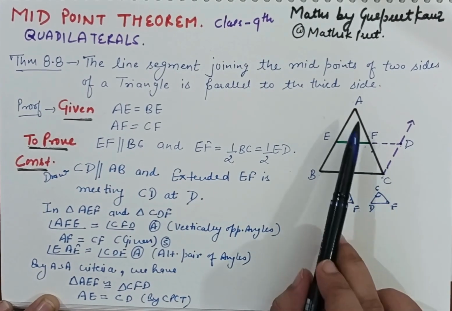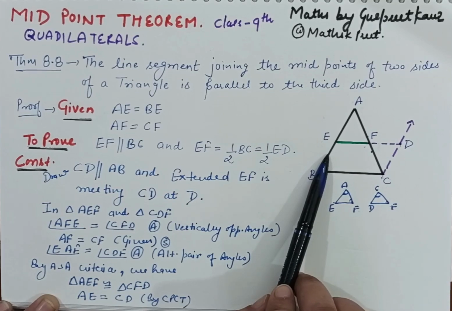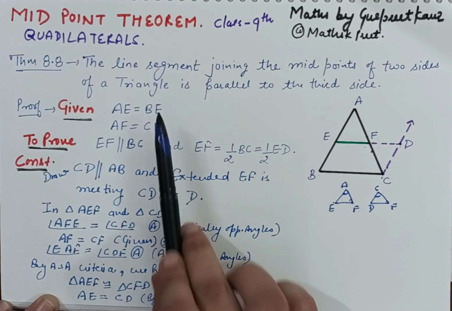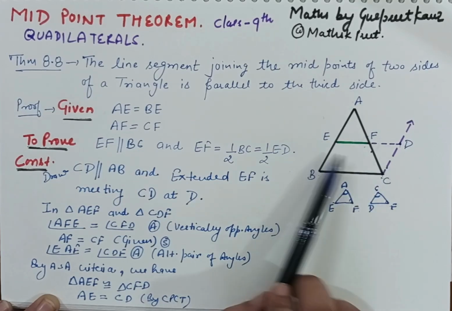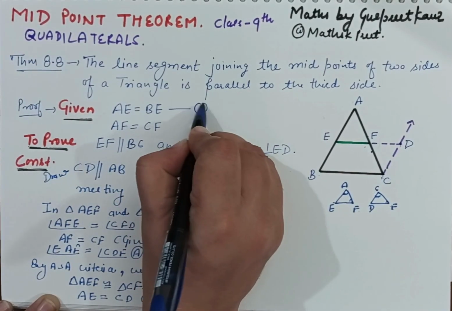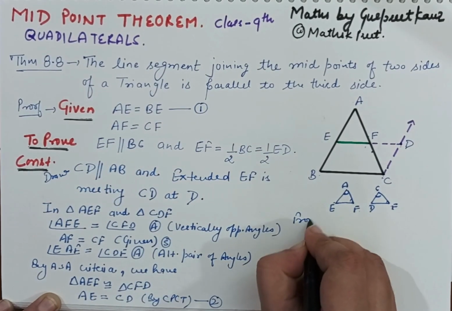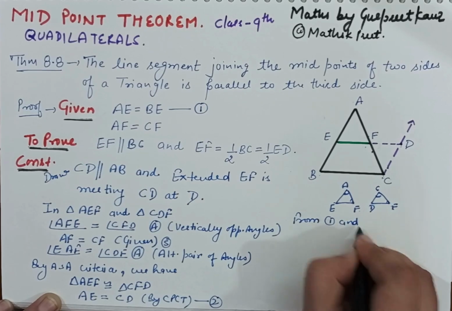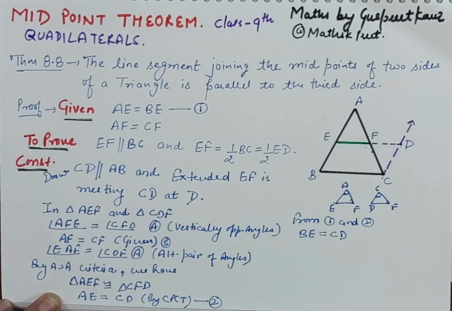Fine. So when these two sides are equal and this side is equal to BE, from here this side is equal to this side, then BE will be equal to CD. So I can mark it as number 1 and this as number 2. From 1 and 2, what am I having? AE is equal to BE, AE is equal to CD, so I can write BE is equal to CD. Fine.